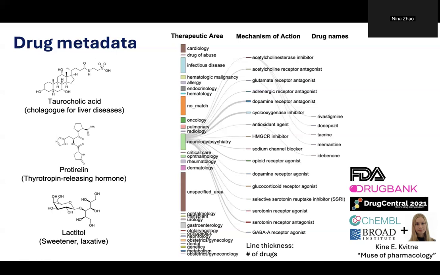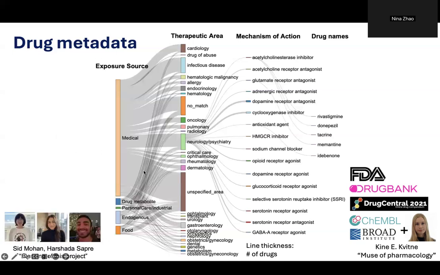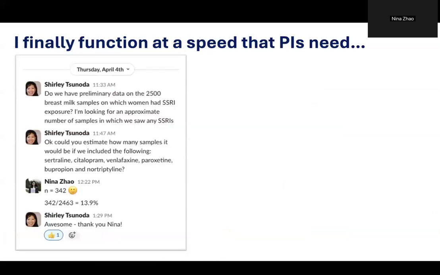So in order to differentiate detection of real medication versus these endogenous or food-source molecules that can also have a drug usage, me and two students manually curated another layer of information for the drug library, which documents them based on the exposure source of the chemical, whether it's purely medical or it can also come from endogenous or food sources. So after I had this reference library for drugs as well as their metadata, I was able to analyze the breast milk samples in a timely fashion.